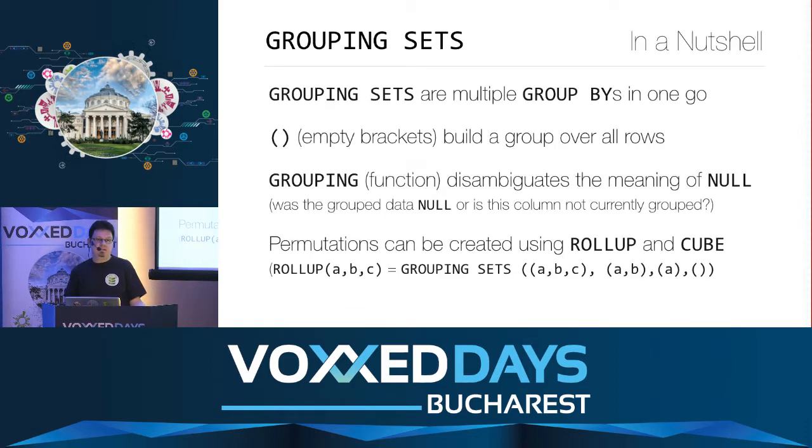So it's as simple as that, multiple group bys in one go. You can even do a group over all the rows, which is the empty brackets. So you can say grouping sets empty brackets, that means over all rows. You can even data mine: if you get a row, you can find out which grouping set that row belongs to. There are some meta functions to get that out. And there are some abbreviations, like rollup and cube. For rollup, I have written it here. So ABC is basically ABC, AB, A, and the empty set. This is just a shorthand.